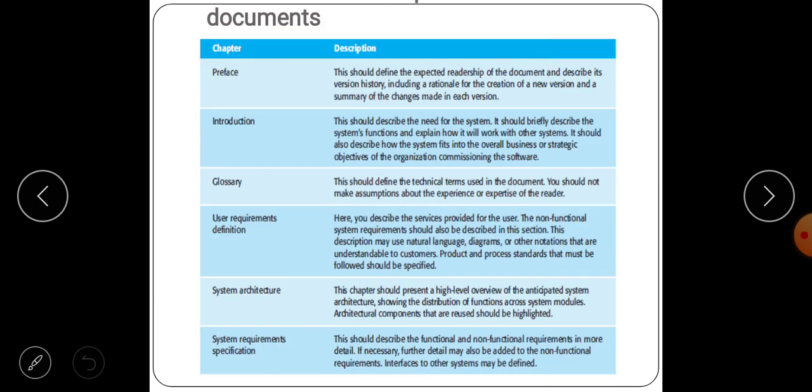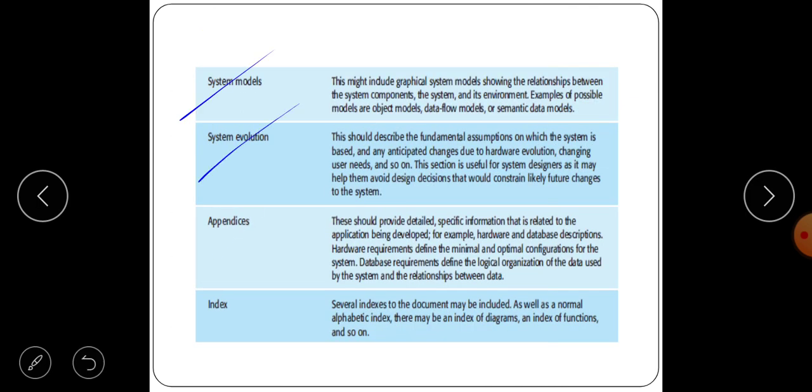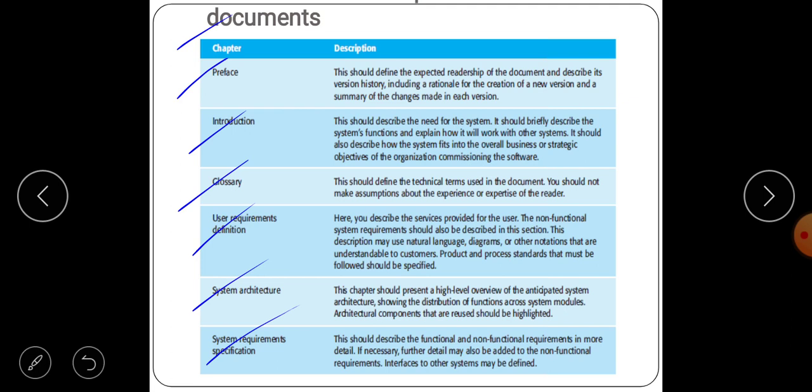Next, the structure of the document. Here you can see 1, 2, 3, 4, 5, 6, 7, 8, 9, 10. There are 10 chapters. What are these chapters?